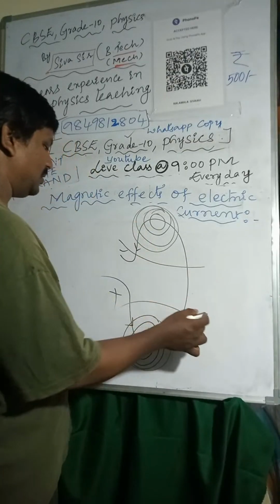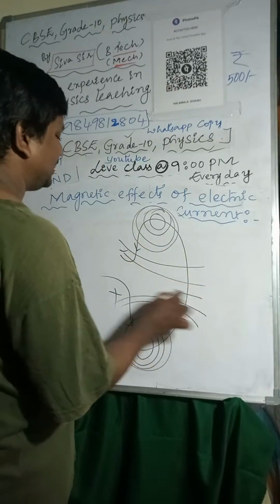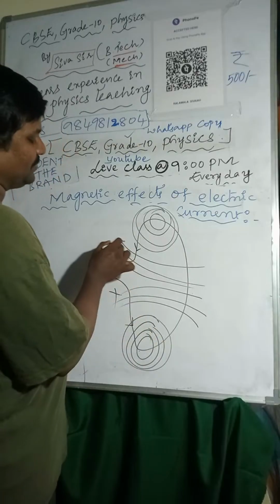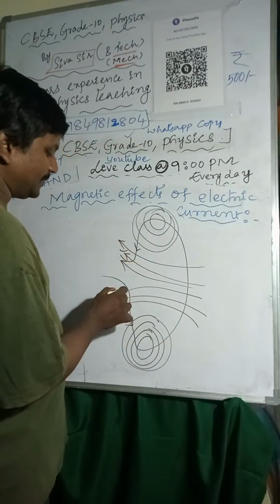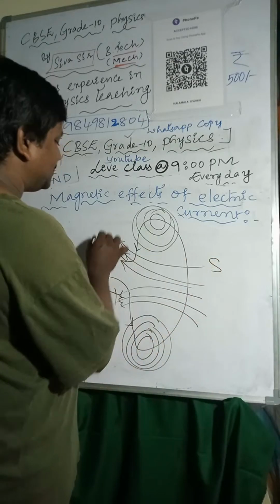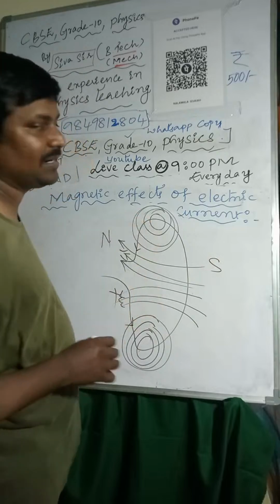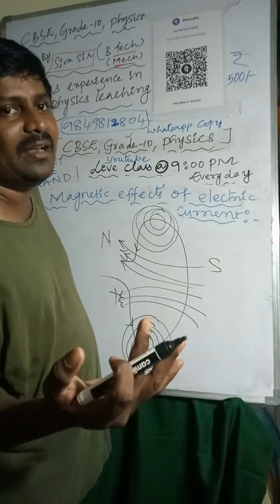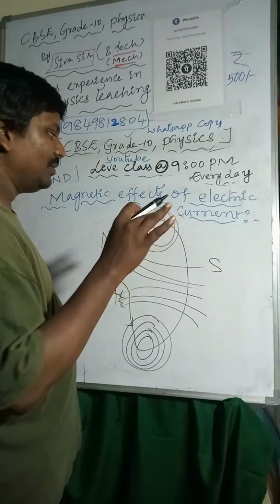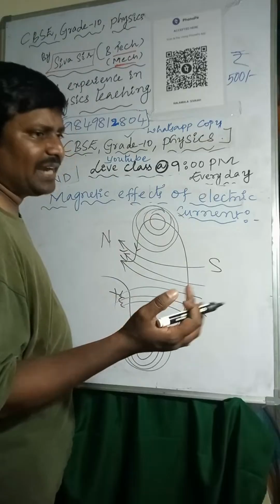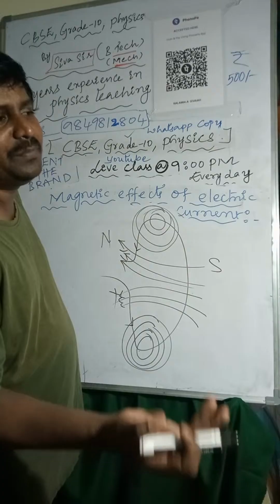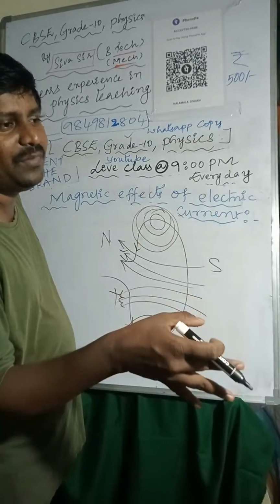Okay, so the answer is, the magnetic field will be more at the center than at the circumference. Sir, why, sir? How are you saying that? How can you say that? Tell me, let me know. So the reason is, we know the right hand thumb rule. When the current is passing through the conductor, by using the right hand thumb rule, we can identify the magnetic field direction.